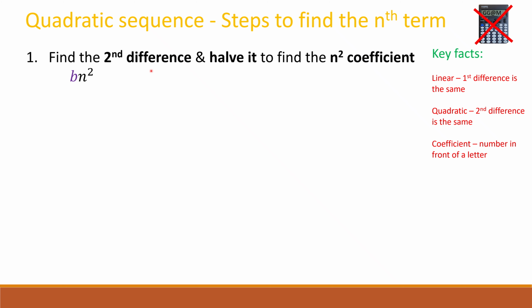So find the second difference. They need to be the same. If they are the same, halve that value, and that will tell you how many n squared you've got.